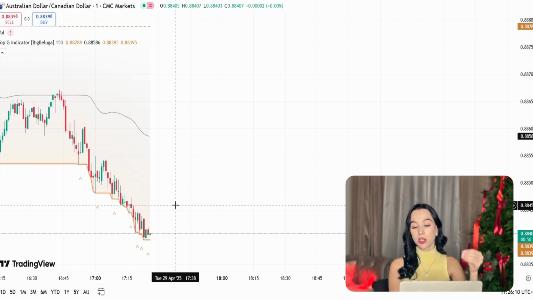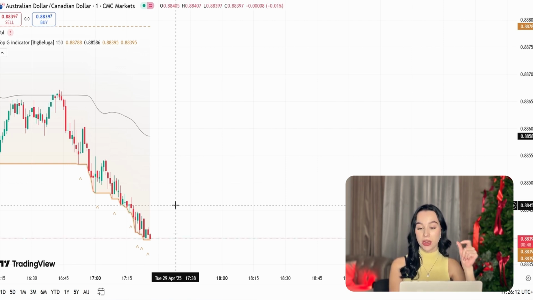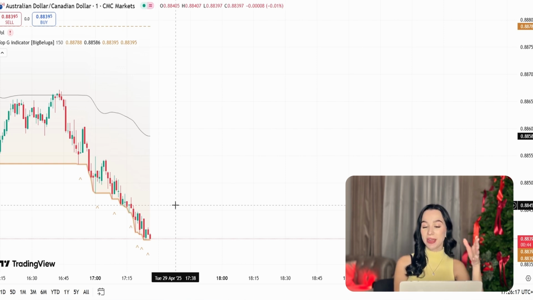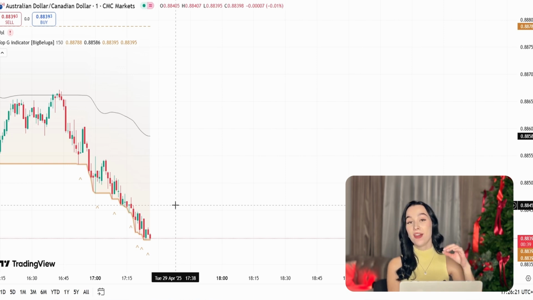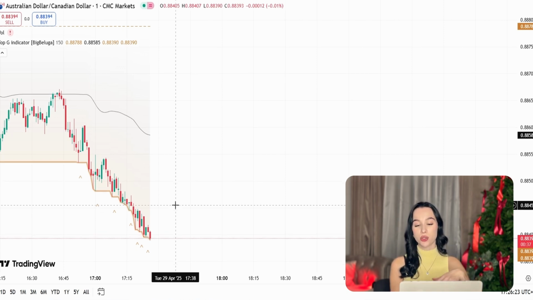That's it. So also the lower boundary of the top G indicator keeps adjusting lower following price action. This behavior indicates that the market is in an active selling phase with no signs of consolidation or upward reversal. So the indicator again clearly supports a continuation of the bearish pressure.